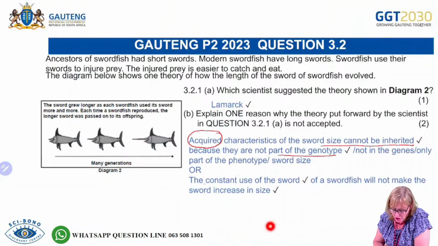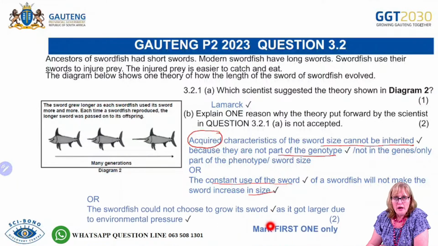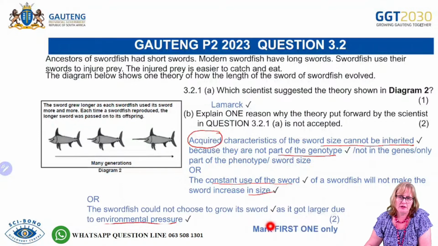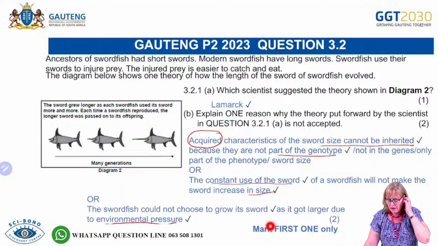And constant use of the sword will not make it increase in size. Obviously, if you use it more, it won't grow longer. That's not possible. Or the swordfish can also not choose to grow it. You can't sit there and think, I want a longer sword, and then boop, boop, boop, there it grows. It can't. It's not Pinocchio. It got larger due to environmental pressure. So that's why the theory was rejected.